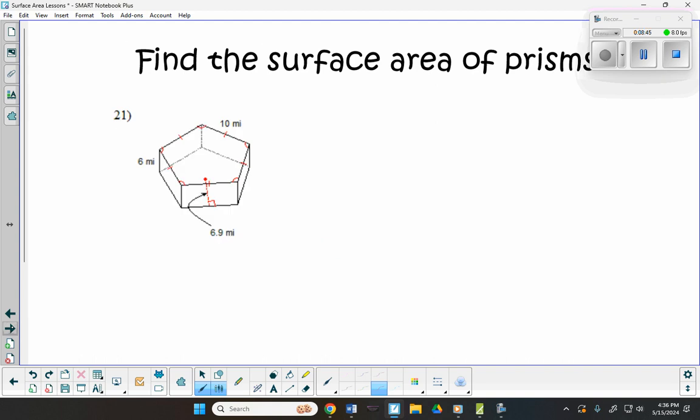Okay, so this next one is a pentagonal prism. So what we have for a base is a pentagon. So again, because it's a prism, the surface area is 2 times big B plus pH, where big B is the area of the base.